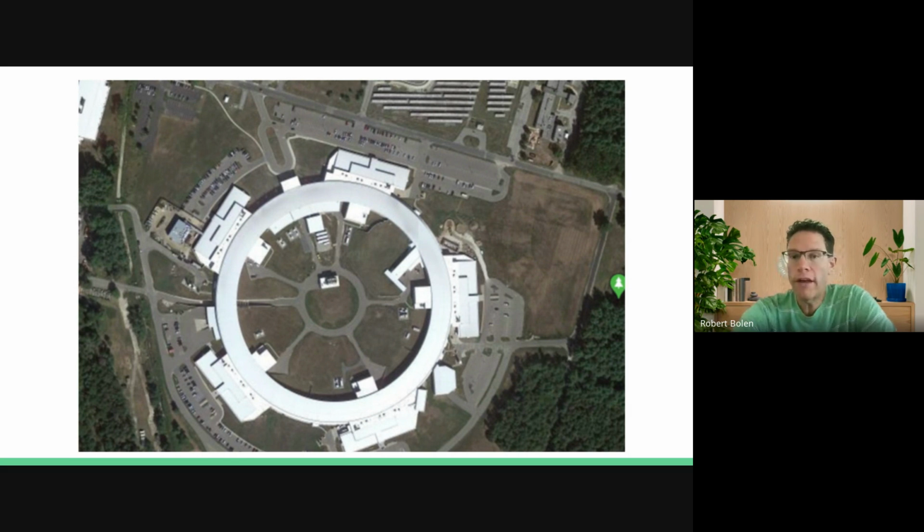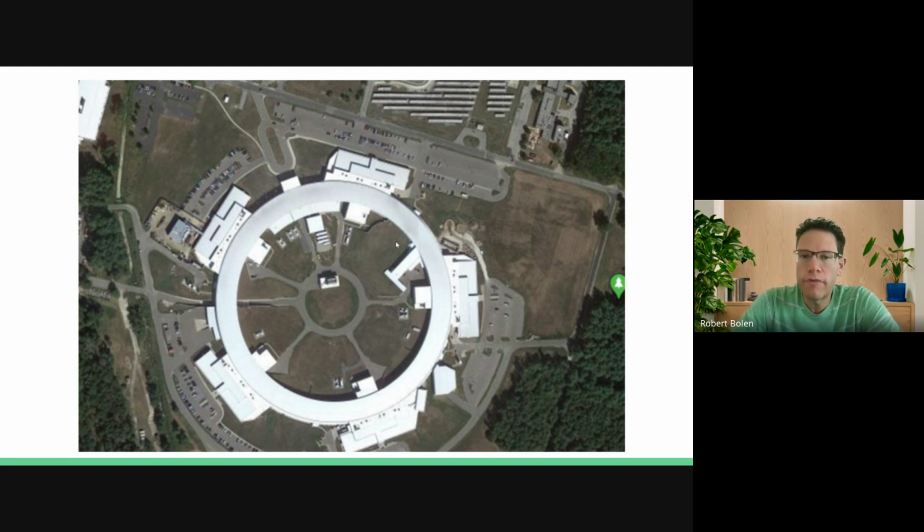Okay, so this is an overhead view of the National Synchrotron Light Source. There are 5 buildings that are associated with it, which look like these little rectangles on the outside of it. And those are known as lab operation buildings, and that's where there are wet labs, and that's where the beam lines are located.